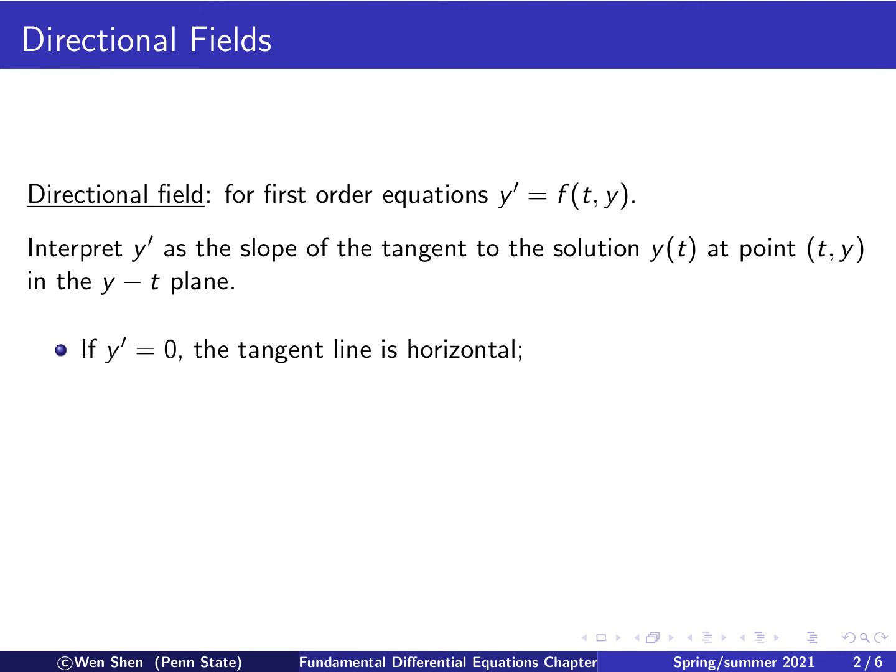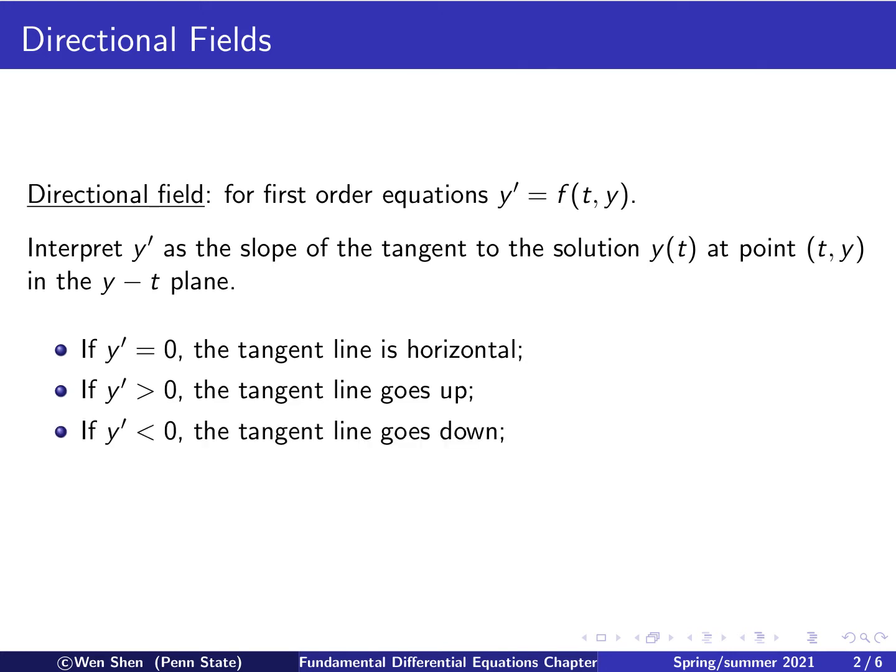The first case, if y prime equals 0, this means the tangent line at that point is horizontal. If now y prime is bigger than 0, then y is an increasing function of t at that point, and therefore the tangent line will go up and the instantaneous slope is positive. Finally, if y prime is less than 0, then the tangent line goes down and the slope is negative.